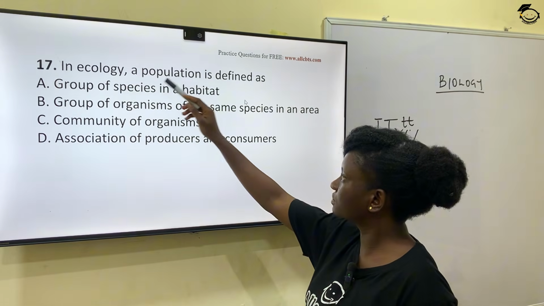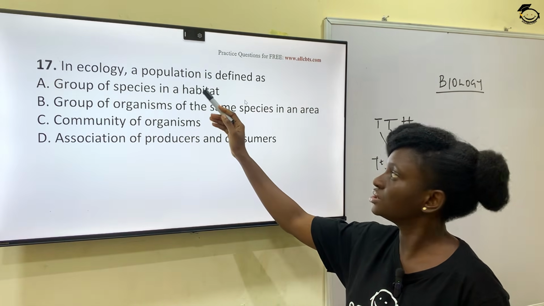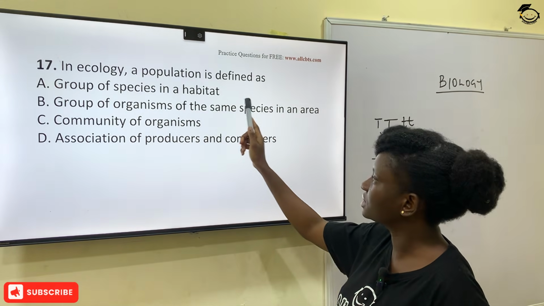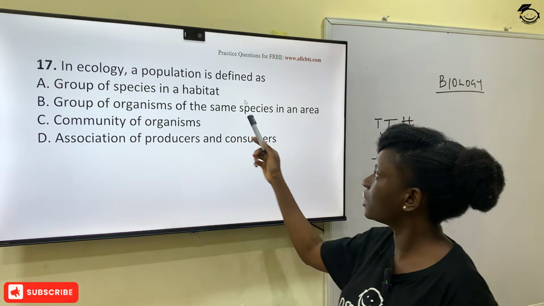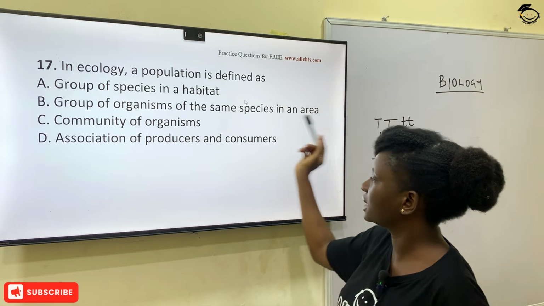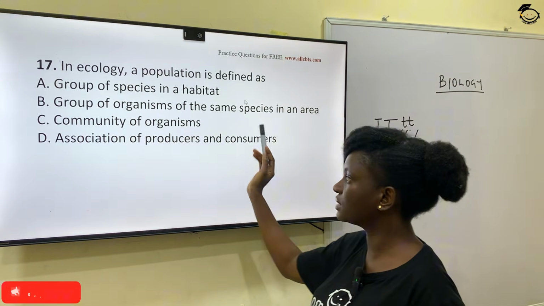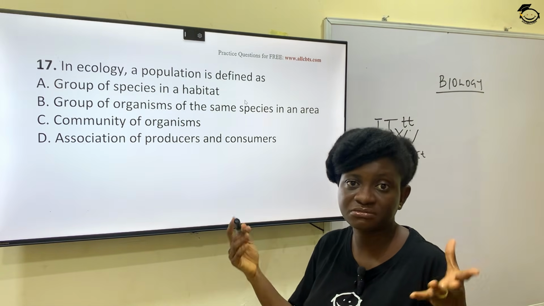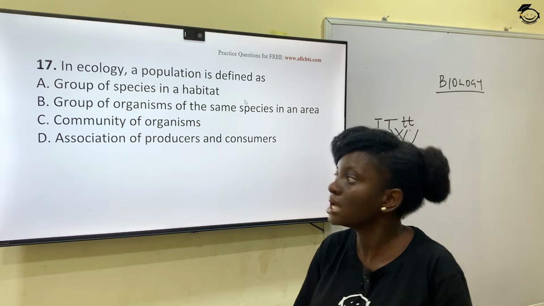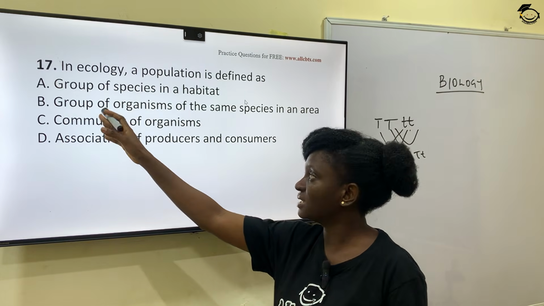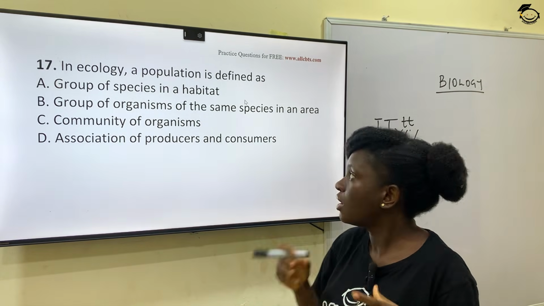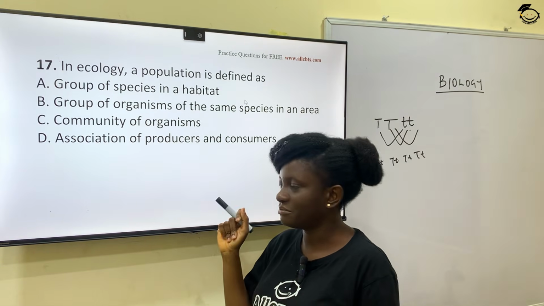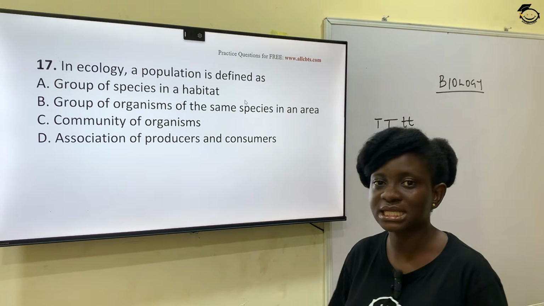So in ecology, a population is defined as: A, group of species in a habitat, B, group of organisms of the same species in an area, C, community of organisms, D, association of producers and consumers. So population is a group of organisms that are alike. So that means option B is the correct answer, group of organisms of the same species in an area.